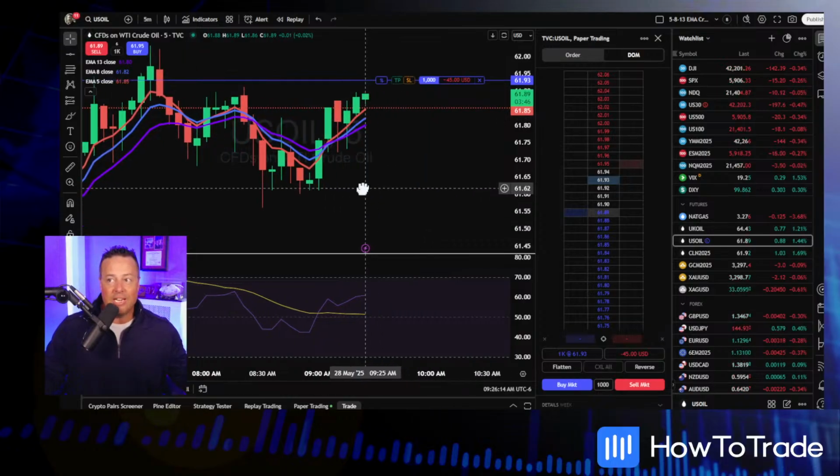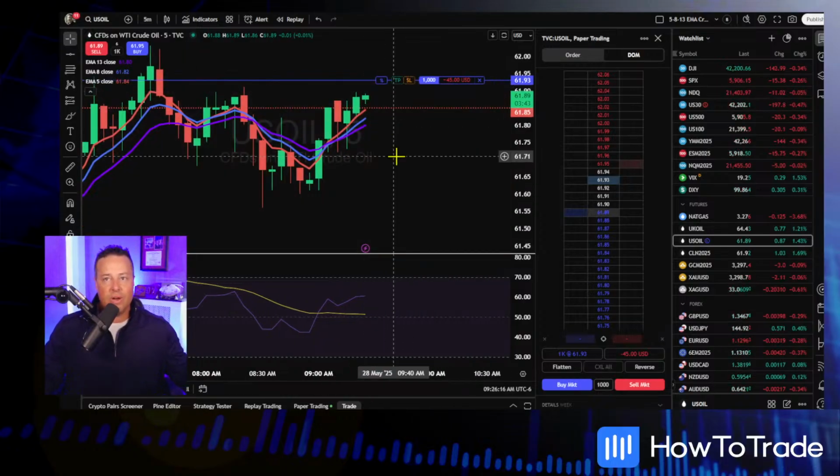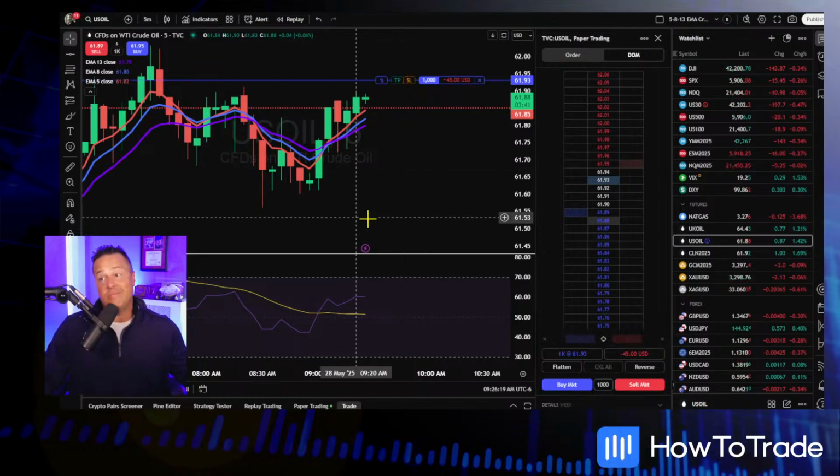So right now we're sort of ticking higher, but you can see our spread really hurt us on this trade. We'll just wait and see how it pans out. It's really hard to say.